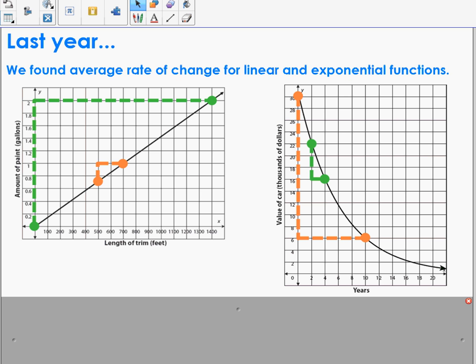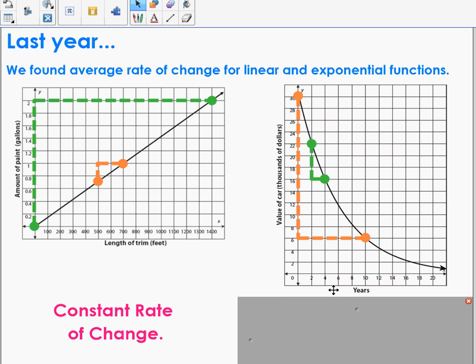So last year you did do average rate of change for linear and exponential functions. If you had a linear function, remember, linear means line. Don't forget, if you had a linear function, you had an average rate of change and you could calculate it if you chose these green points or these orange points or really any other set of points on the line. No matter what you did, you had a constant rate of change. So everything was the same no matter what 2 points you picked to figure out your rate of change.